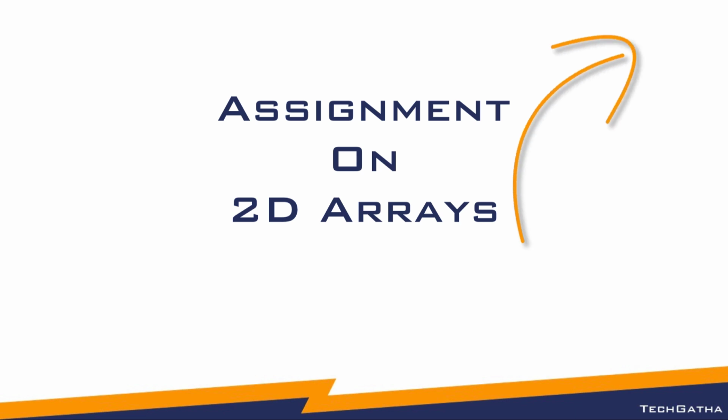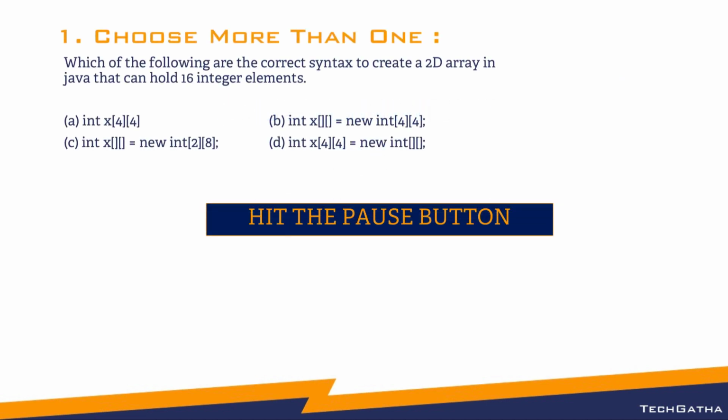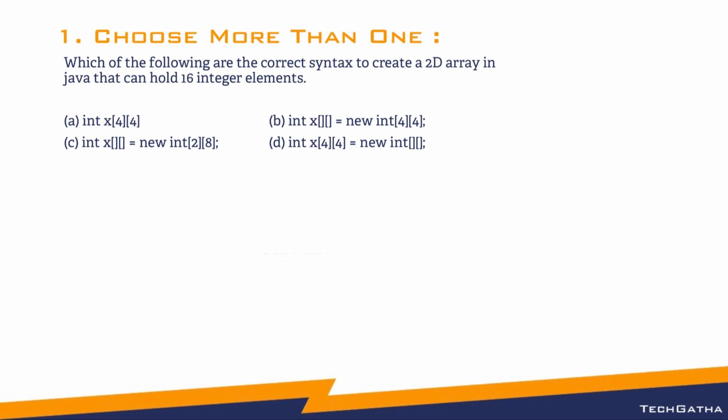So let's begin. First question. In Java, we cannot provide values at the time of declaration before the equal to sign. Hence, the correct syntax is B and C. Because we need to create an array that can hold 16 elements, 4 by 4 is 16 and 2 by 8 is also 16. Hence, B and C is correct.